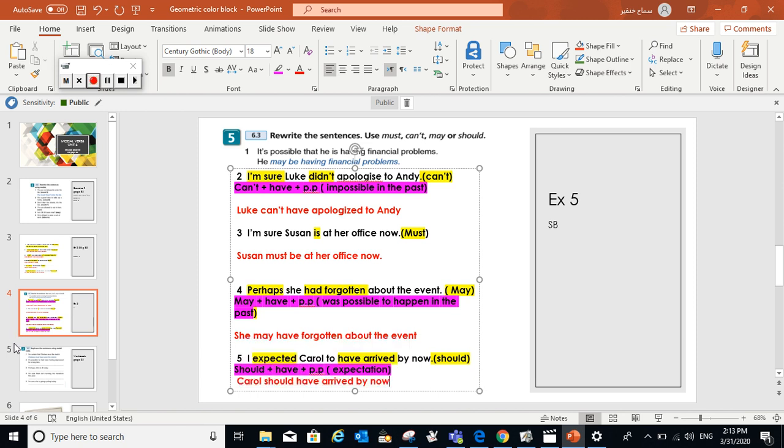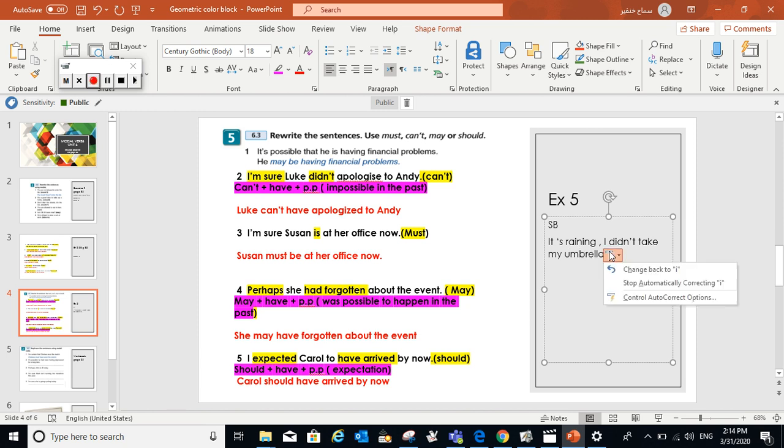Okay, now I really want to add another example. So it's not only about expectations. Sometimes you express regret about something that you did in the past. Look at this. For example, it's raining and you say, I didn't. So we are talking in the past here. I didn't take my umbrella. It's raining. I didn't take my umbrella.